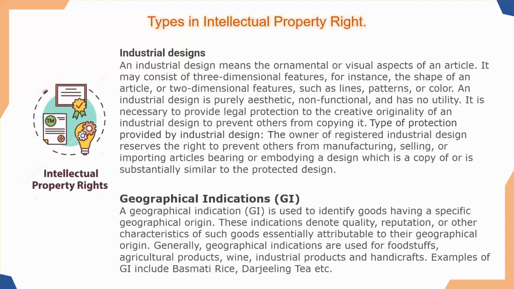And the other thing is industrial designs. An industrial design means the ornamental or visual aspects of an article. It may consist of three-dimensional features, the shape of an article, or two-dimensional features such as lines, patterns, or colors. An industrial design is purely aesthetic, non-functional, and has no utility. The type of protection provided for industrial design is that the owner of a registered industrial design reserves the right to prevent others from manufacturing, selling, or importing articles bearing a design which is a copy of or is substantially similar to the protected design.